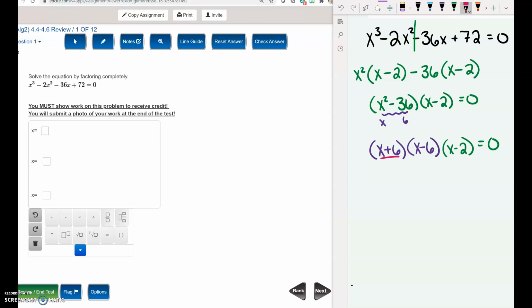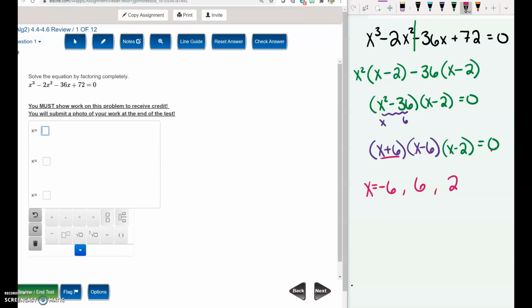So if x plus 6 has to equal 0, then x is going to equal negative 6. If x minus 6 has to equal 0, then x will equal positive 6, because 6 minus 6 would be 0. If x minus 2 has to equal 0, 2 minus 2 would be 0. So our solutions are negative 6, positive 6, and 2.